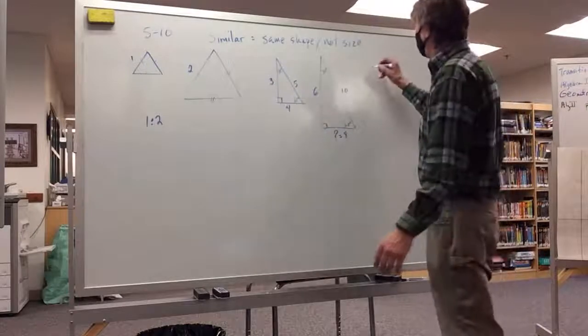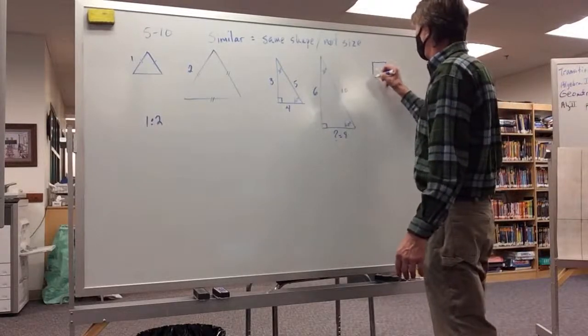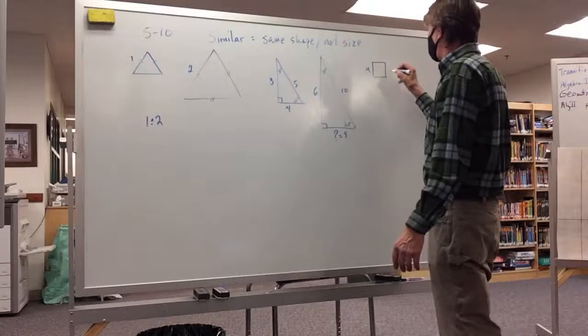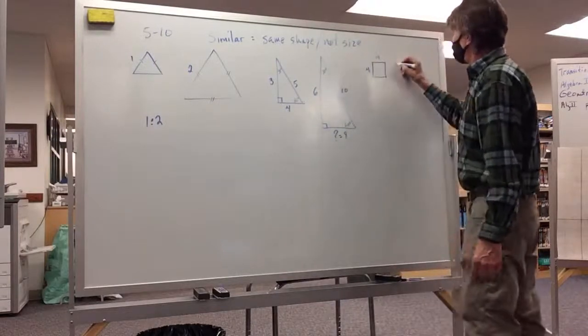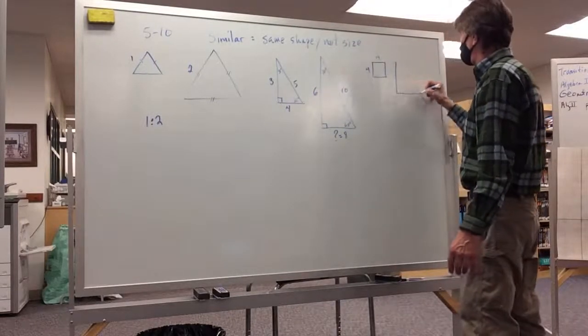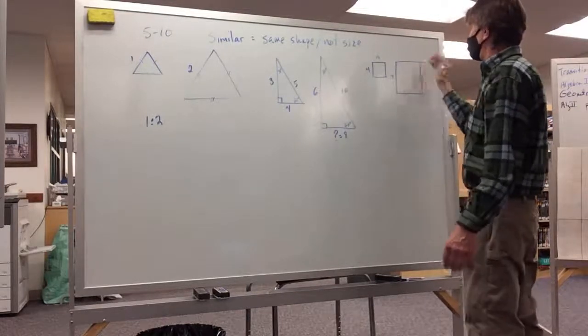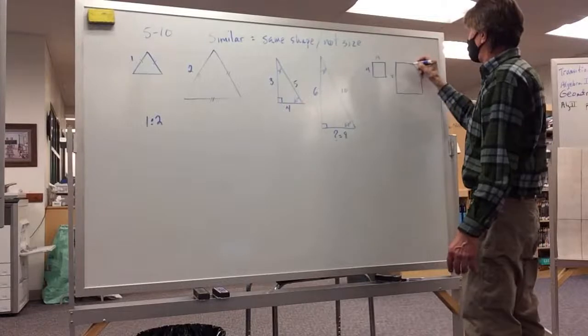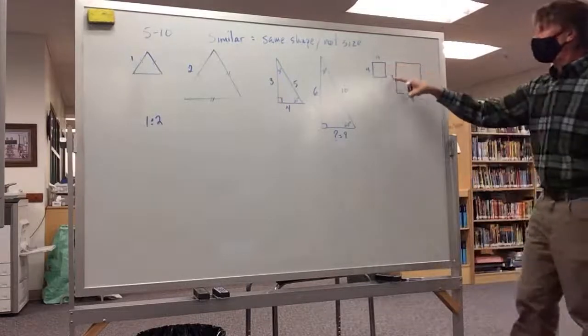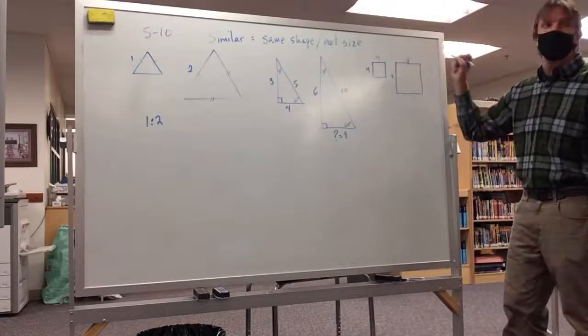You know, if you had a square, and those side lengths were 4, and you had another square where these are 8. Maybe that's not a very nice square, but everything is going to be a 1 to 2 ratio. Everything's going to be twice as long.